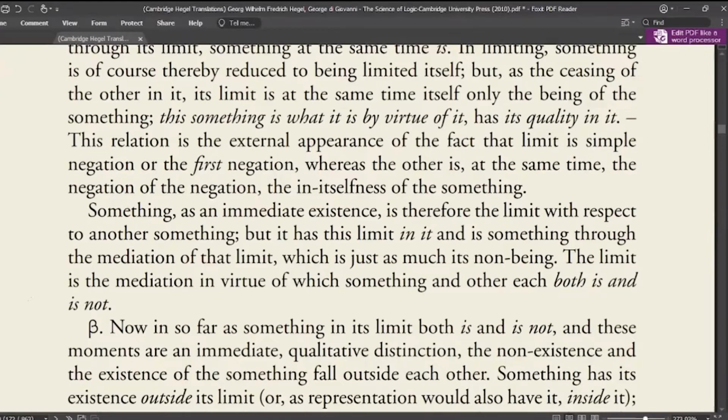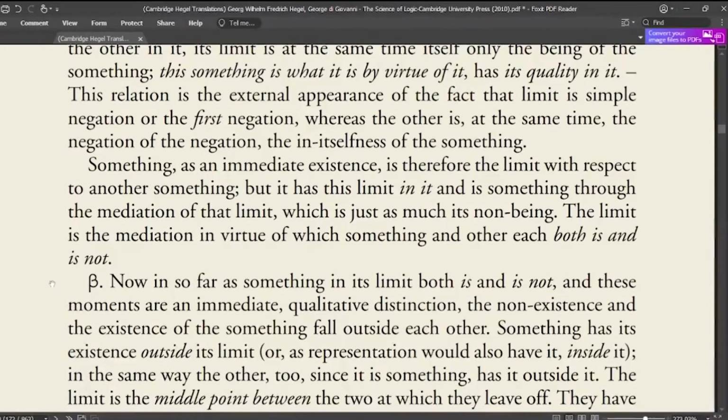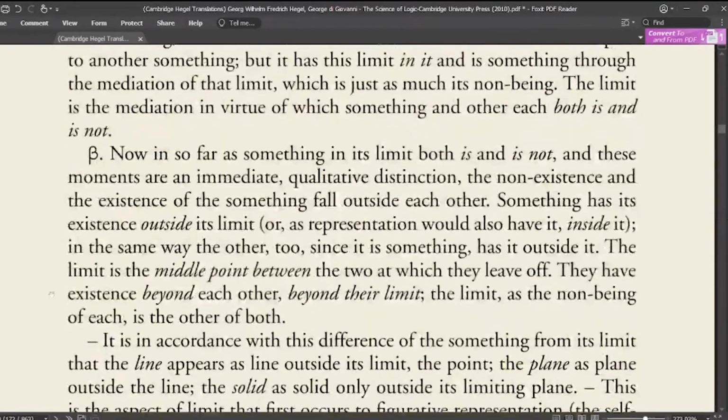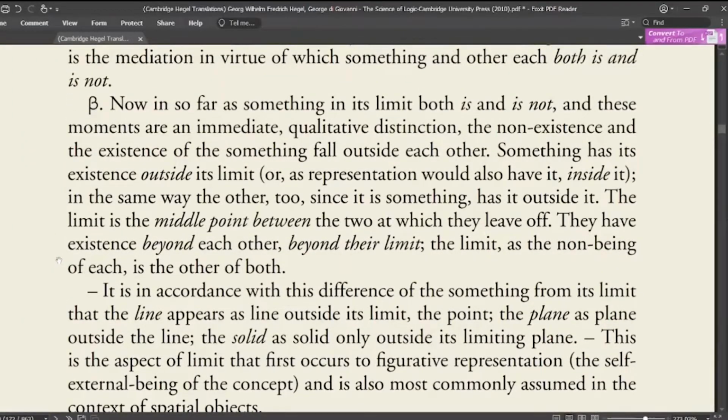Something as an immediate existence is therefore the limit with respect to another something, but it has this limit in it, and it's something through the mediation of that limit, which is just as much its non-being. The limit is the mediation in virtue of which something and other each both is and is not. Beta, now insofar as something in its limit both is and is not, and these moments are an immediate qualitative distinction, the non-existence and the existence of the something fall outside each other.